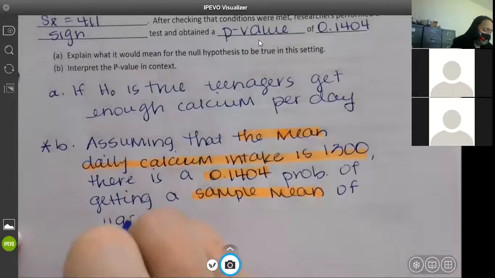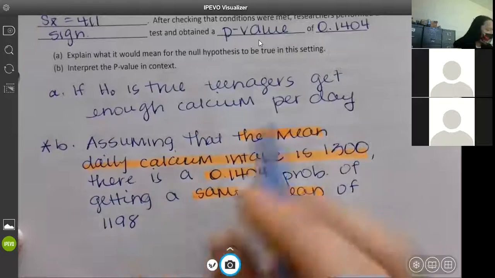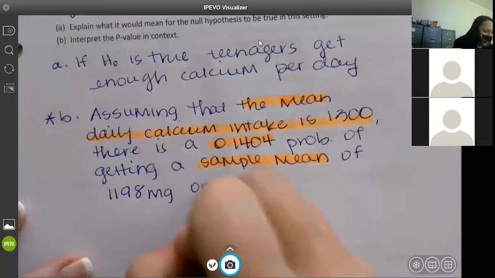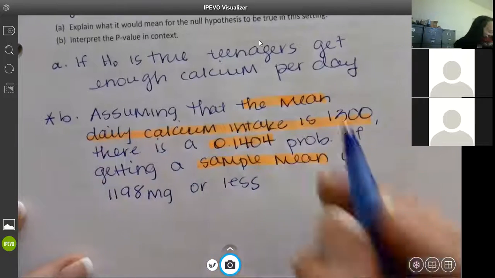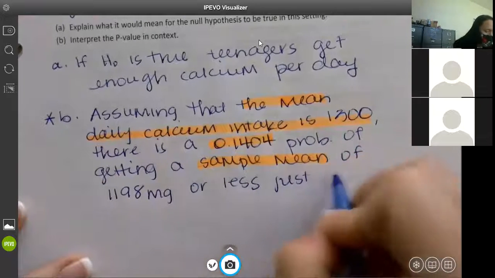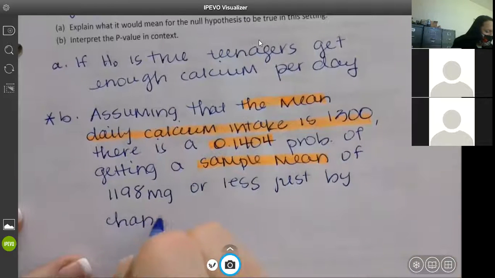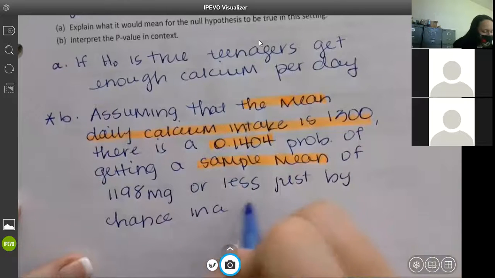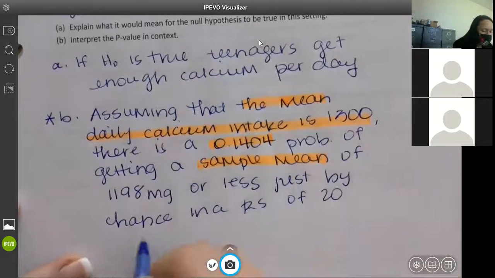Of 1198 milligrams. Again, part of the problem that was up here in the problem. Or less, just by chance, in a random sample of 20 teens.